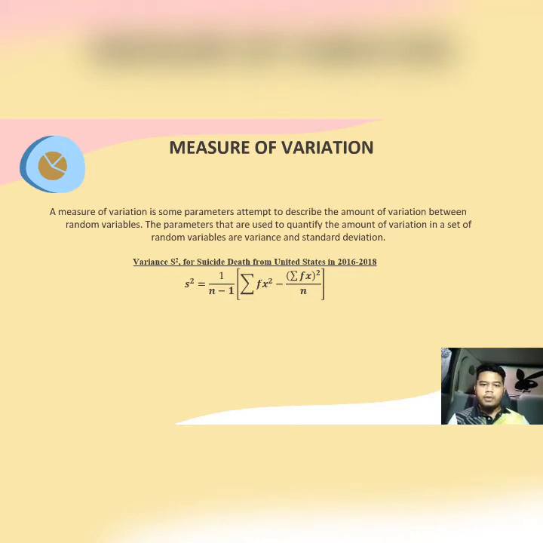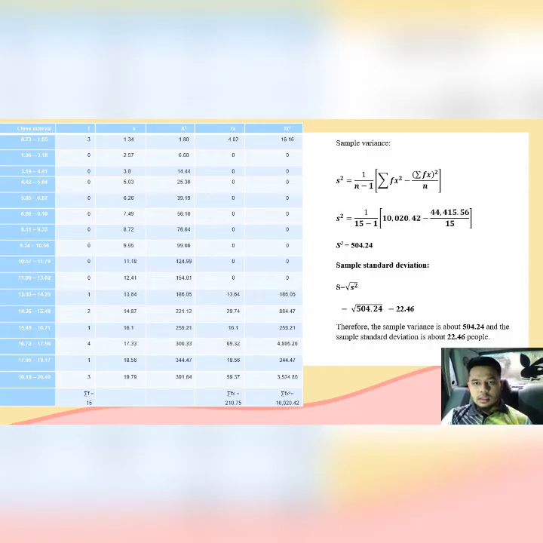Then about the measure of variance. A measure of variance is a parameter that attempts to describe the amount of variance between random variables. The parameters used to quantify the amount of variance in a set of random variables are variance and standard deviation, and we can follow the formula to calculate. After we calculate, the sample variance is about 504.24, and the sample standard deviation is about 22.46 people.